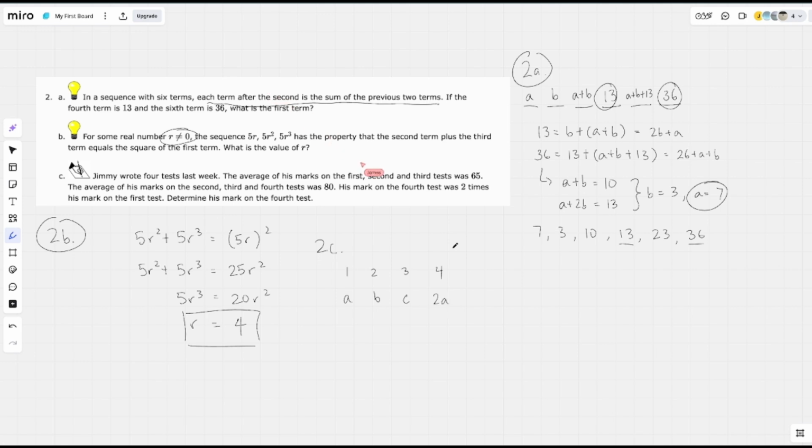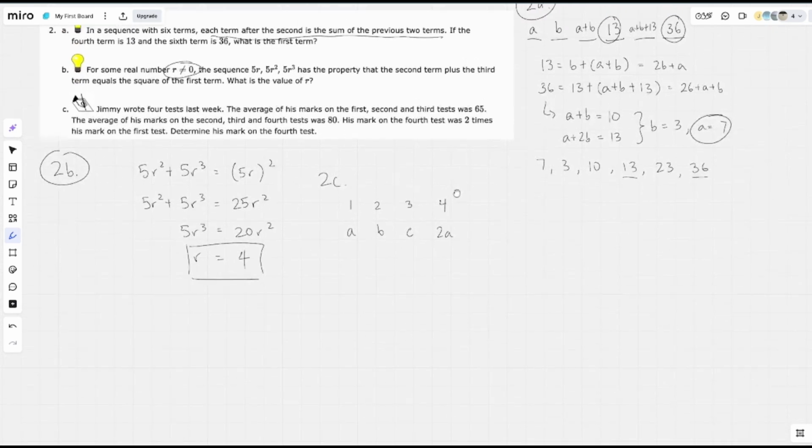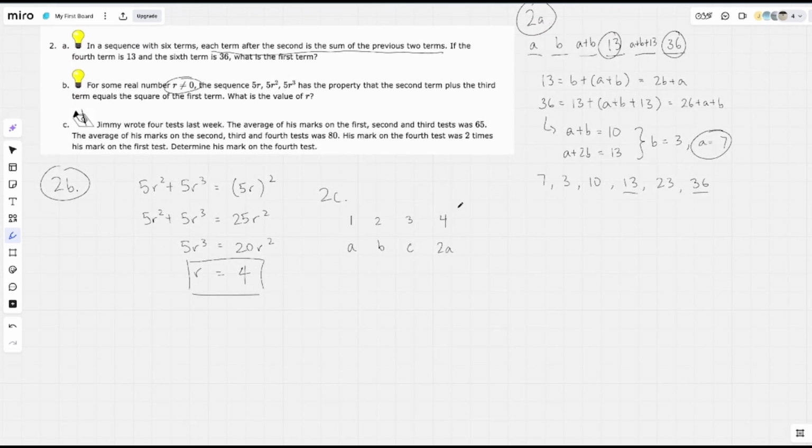So now what equations do we have? We have that the average of the first 3 tests is 65. What does this mean? This means that a plus b plus c over 3 is equal to 65. So we can multiply both sides of this by 3 to get a plus b plus c is equal to 195.